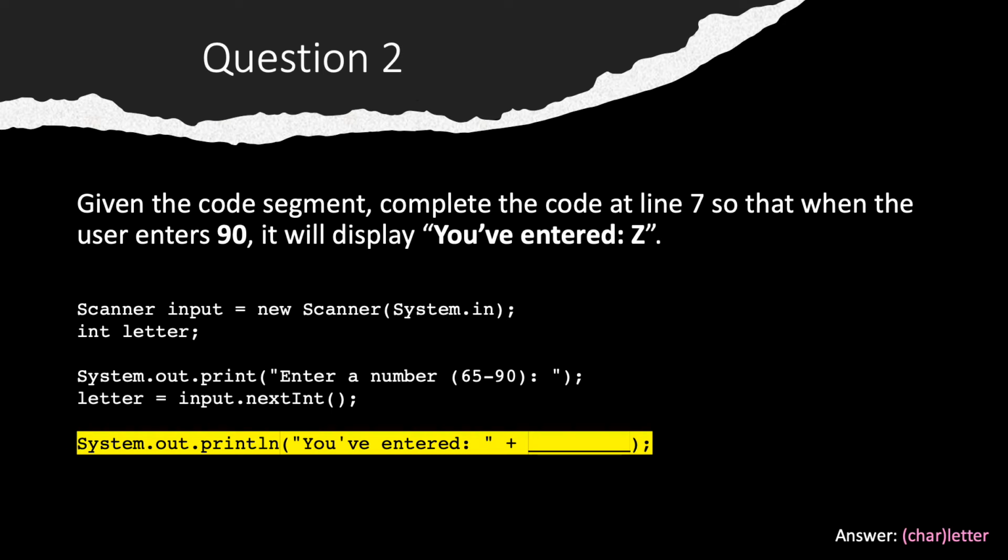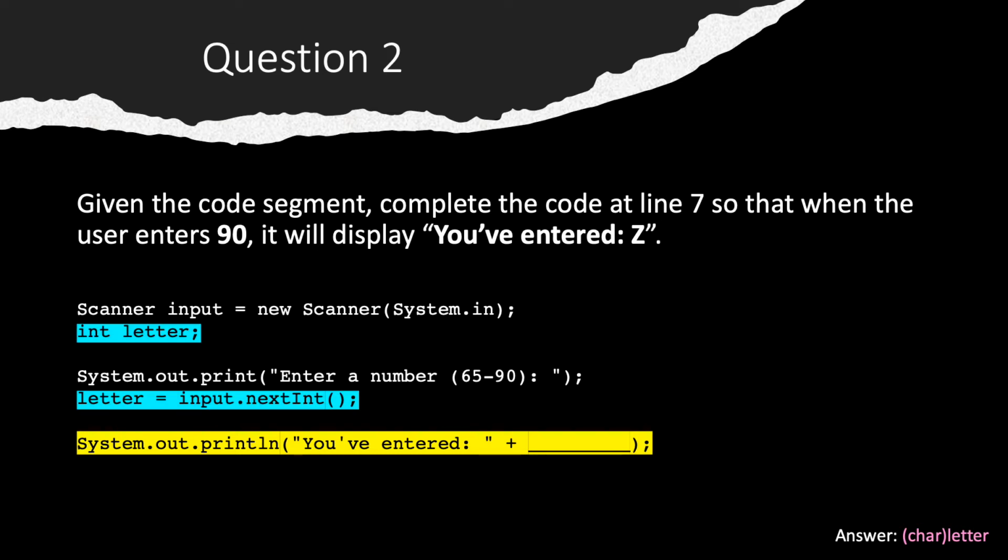Question 2. Given the code segment, complete the code at line 7 so that when the user enters 90, it will display "You have entered Z". The code given is Scanner input = new Scanner(System.in), int letter, System.out.print("Enter a number from 65 to 90"), then letter = input.nextInt(), and finally System.out.println("You have entered " + letter).